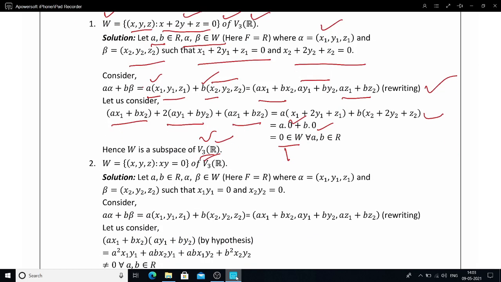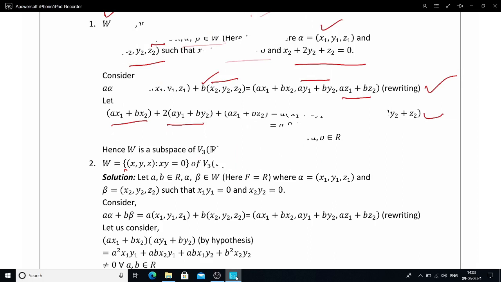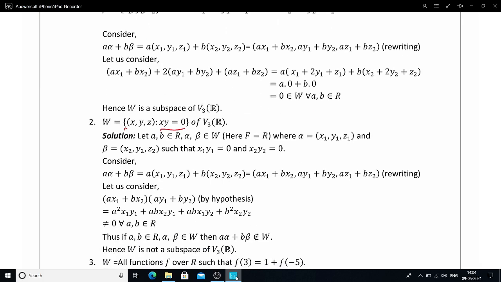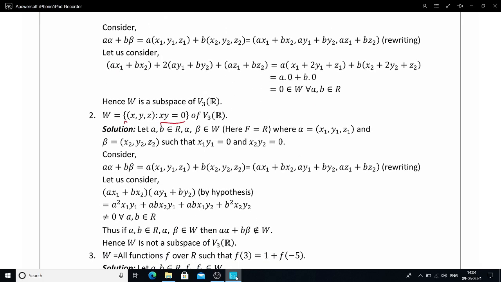Another example, the next example. W is a non-empty set. The condition is, here remember, this condition is always important. The condition is the product of first and second element, that is xy equal to 0. The product of first and second element equal to 0. Similarly, let alpha, beta belong to W. A and B are the scalars. Alpha is an ordered triple, beta is an ordered triple.